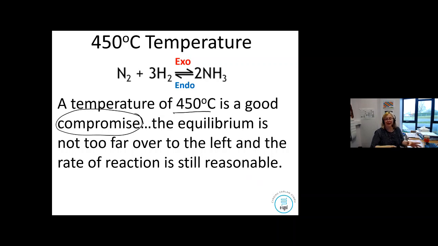It's pointless getting more ammonia if it takes twice as long to make it. So they go for this compromise, and they've done this. They've tried and tested the most convenient and economical, because as I said, industry, time is money. You basically need to find the right balance between getting as much as you can so you can sell as much as you can, but getting it in a time frame that still makes it economical for that company.